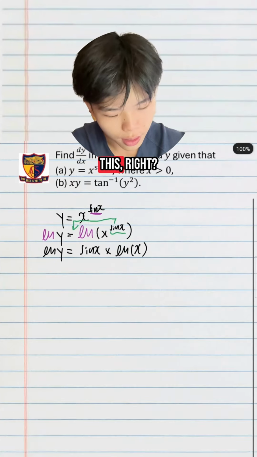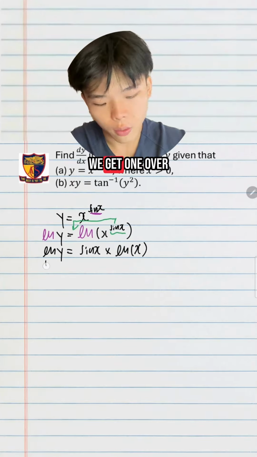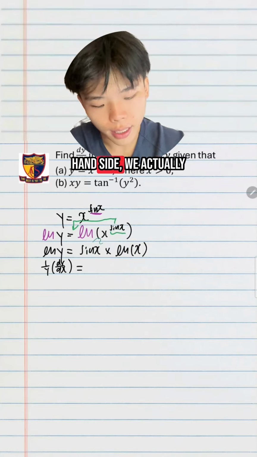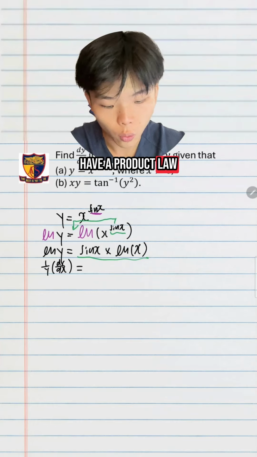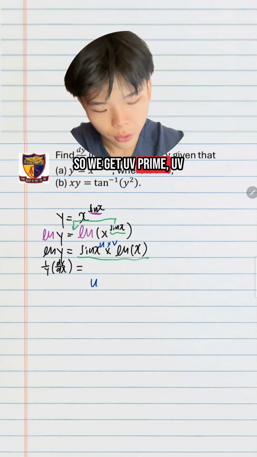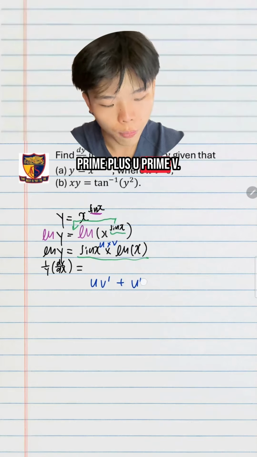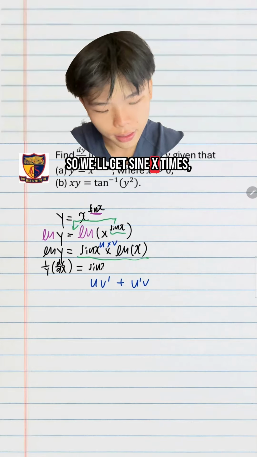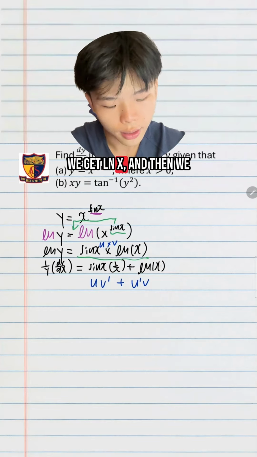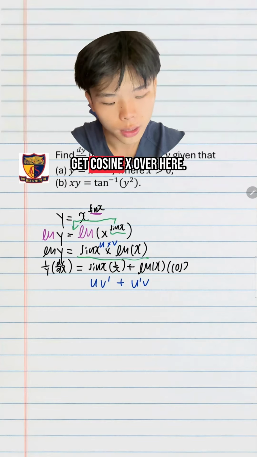So differentiating this, right, what will we actually get? We get 1 over y dy/dx, right? And then on the right hand side, we actually have a product law over here because this is u times v, right? So we get u v prime plus u prime v. So we'll get sine x times the derivative of ln x, which is 1 over x, and then ln x, and then we differentiate sine x, we get cosine x over here.